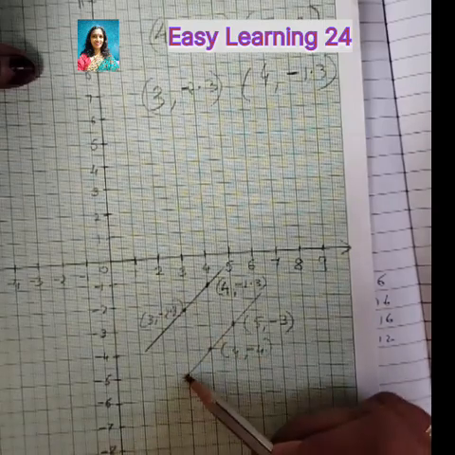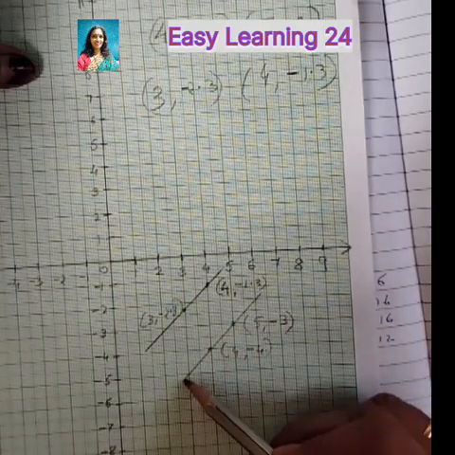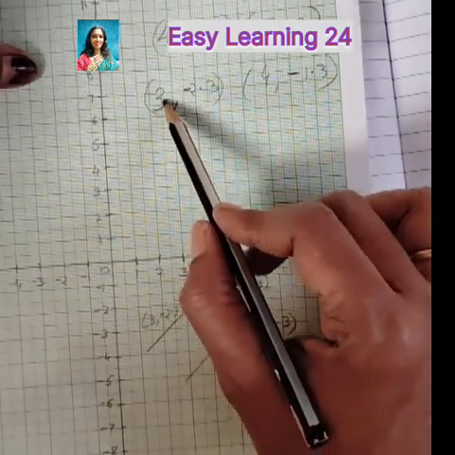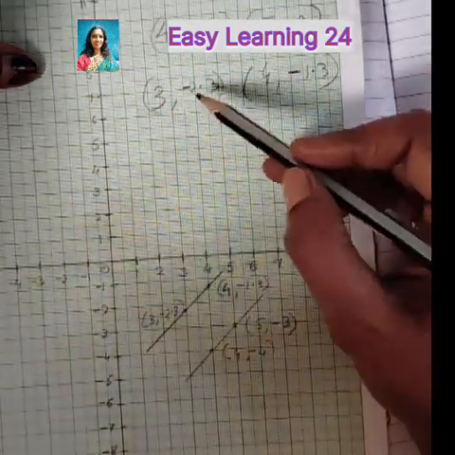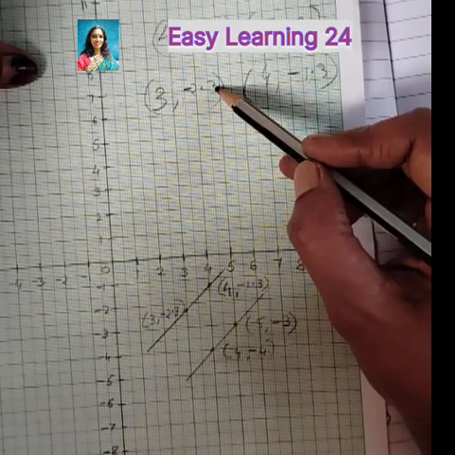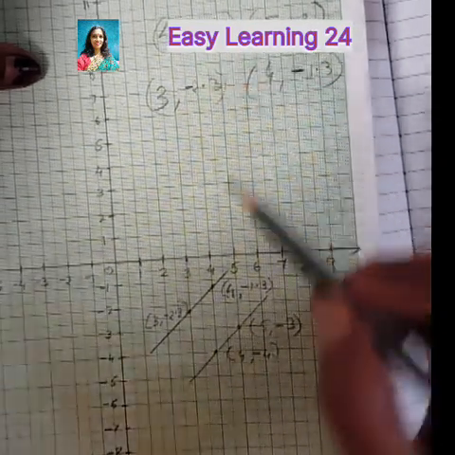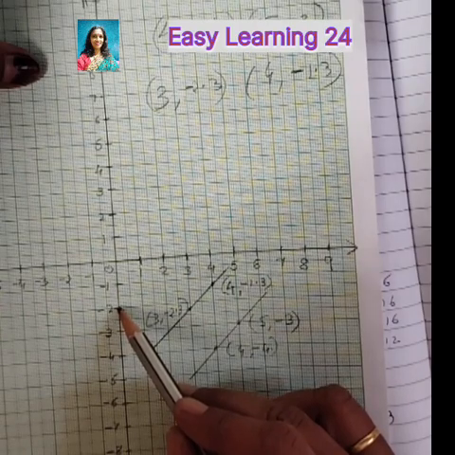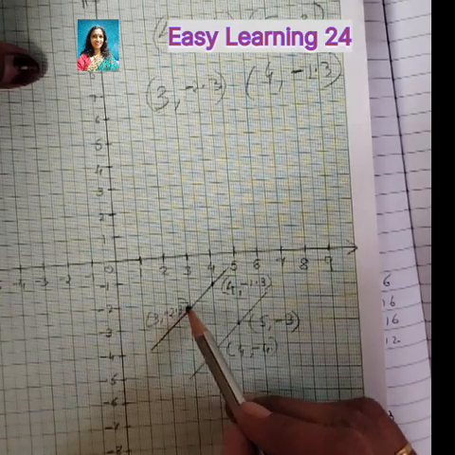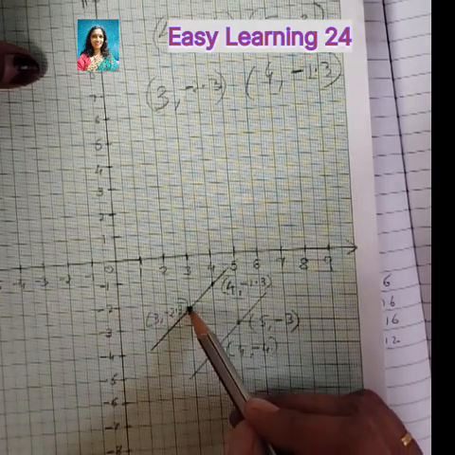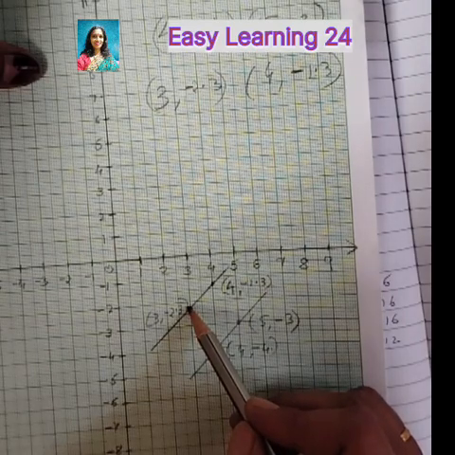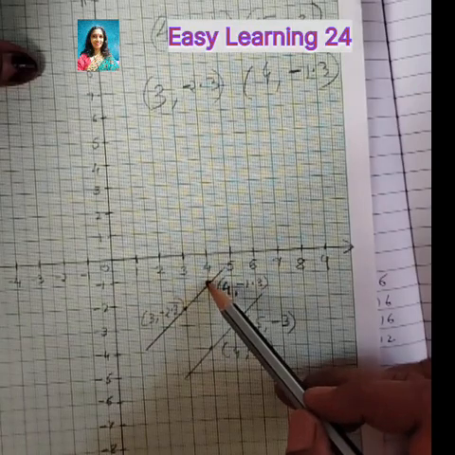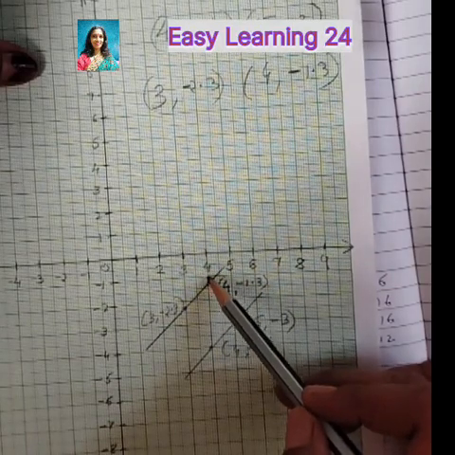Now this is that line, this is the first line. For the second line, the x-axis number is 3 and the y-axis number is minus 2.3. We are getting it in a fraction, so minus 2.3. X-axis is 3 and y-axis is minus 2.3. 1, 2, 3. See, this is the point. And the second point is 4 and minus 1.3, 4 on the x-axis and minus 1.3 on the y-axis.